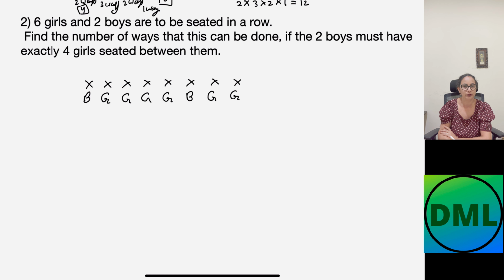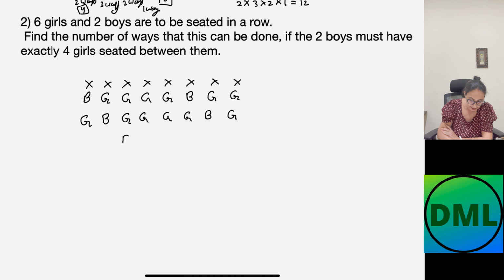But I have second option also. If the boy is here at the second place, so the girl will be here, here, here, here and the boy should be here. One girl should be on this side, one girl should be on another side. I have one more option. If the boy is at third place, the girl will be here, here, here, here, and the boy will be here. These are the three options I have in which the boy has exactly 4 girls in between them. I need to find out the answers separately for them.